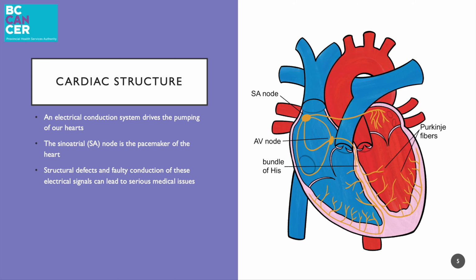There's a small group of cells, called pacemaker cells, clustered here at the top of the right atrium, and they constitute the sinoatrial, or SA node. Now, these pacemaker cells do not have a resting potential like the rest of the cells. Instead, they depolarize until they hit a threshold potential and then repolarize repeatedly, hence their pacemaker moniker. So the SA node sends out action potentials, which travel through the atrioventricular node, through the bundle of His, and then through the Purkinje fibers. Now, any structural defects or faulty conduction of these electrical signals can lead to some pretty serious medical issues.